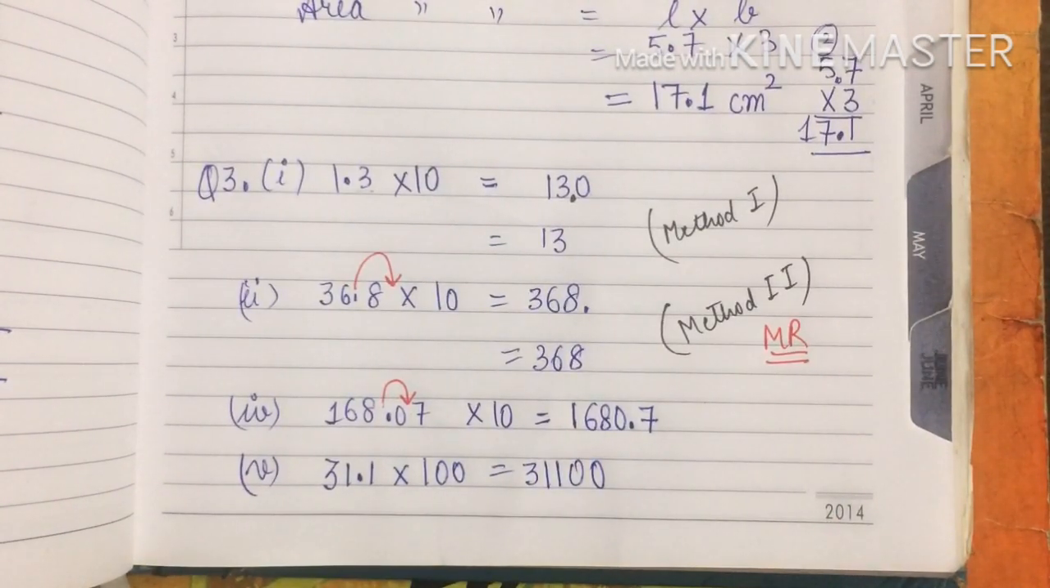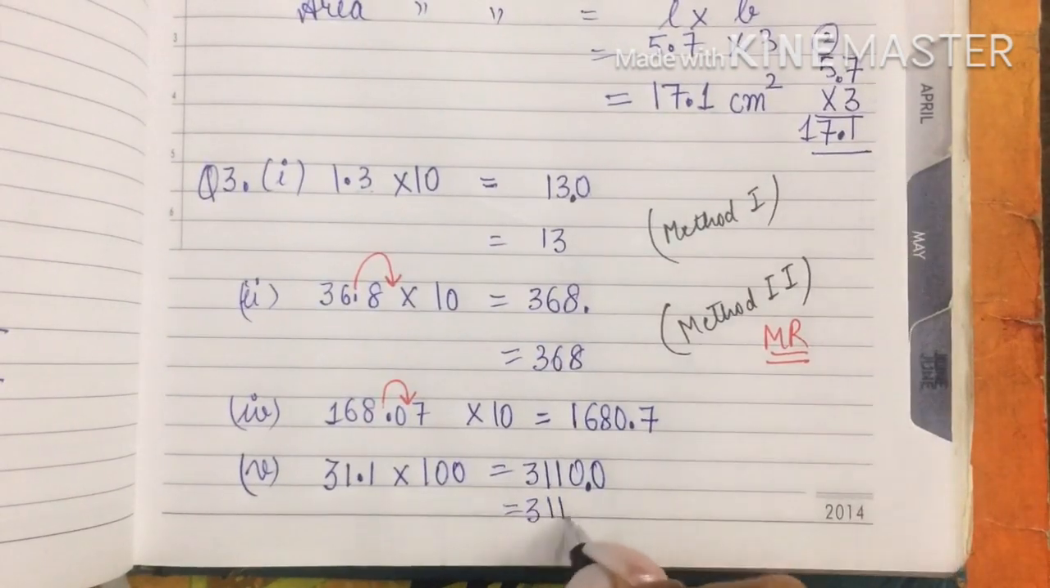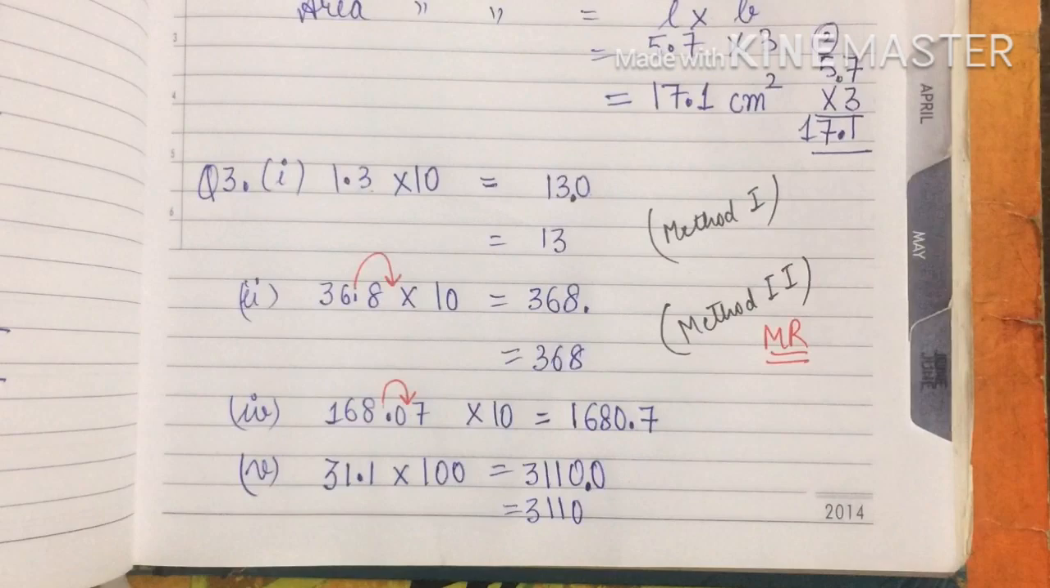Now put the point back, and to put the point back, look at the decimal places. Earlier the point had one digit after it. Same thing will be happening here. The point should be placed so that there is one digit after it. So the point will be here, and after the point the zero can be ignored. So the answer will be 3110.